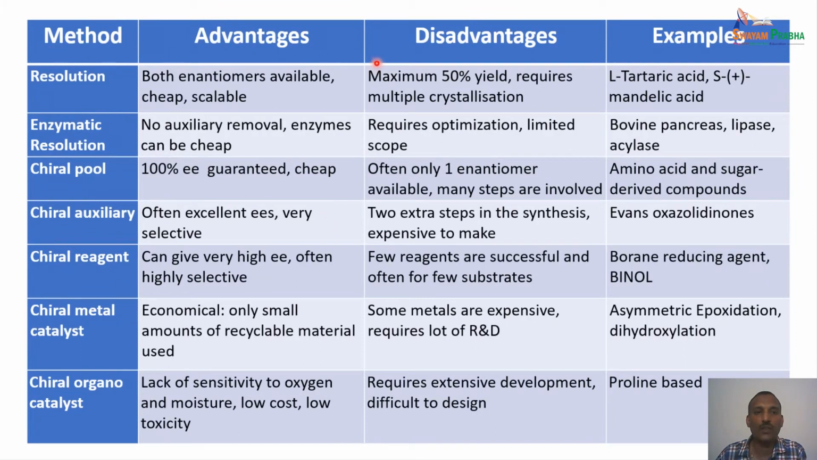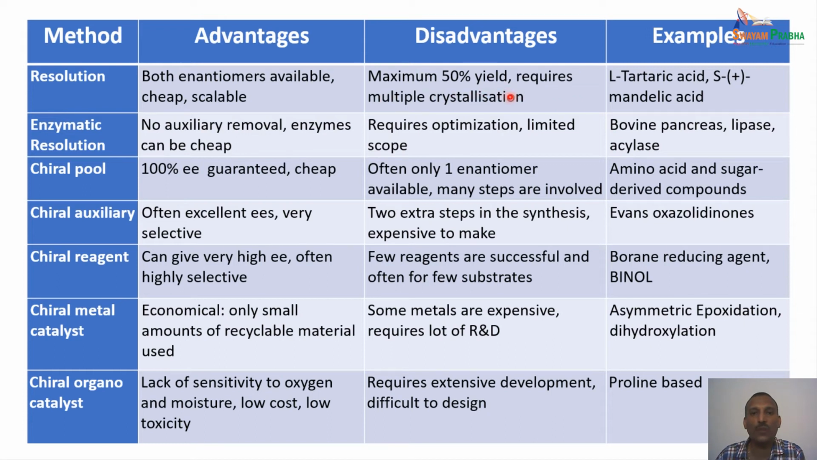Let us look at some of the advantages, disadvantages, and examples of the methods we have seen so far. The first one is resolution. Here the advantage is that both enantiomers are possible, because using the resolution method we can get both isomers. This is cheap, and many times scalable. Industrially we can scale this reaction. But the major disadvantage is that we lose 50% as the other isomer when we do the resolution. Only one isomer is obtained, so the maximum yield is only 50%.